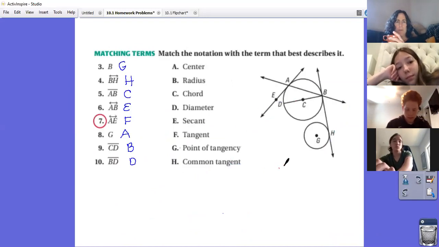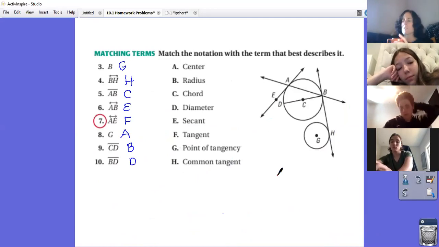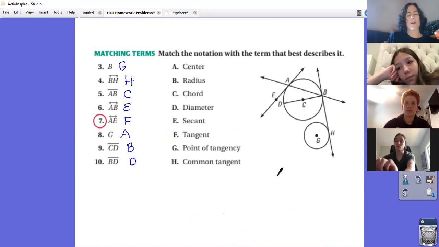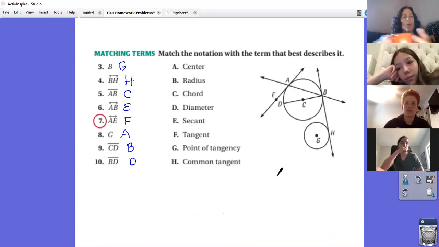There's the answers to 3 through 10. So going forward, guys, for 10.2, I'm going to ask you to share. I want to see your homework on a separate sheet of paper.